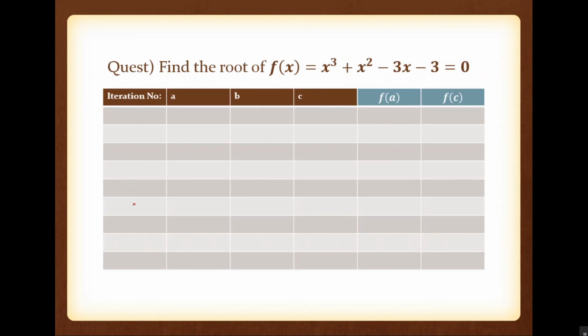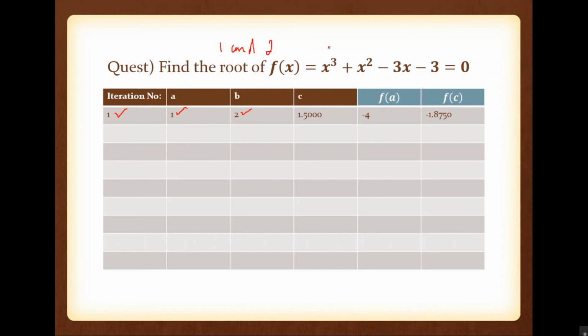Okay, now we are going to start our iteration, iteration number 1. I told you the initial condition is not shown here, so I take the initial condition as 1 and 2. So what do you have to do now? First check whether A and B are valid initial conditions. This is iteration number 1, and these two are the initial condition. Now check whether these two, 1 and 2, are valid initial conditions.